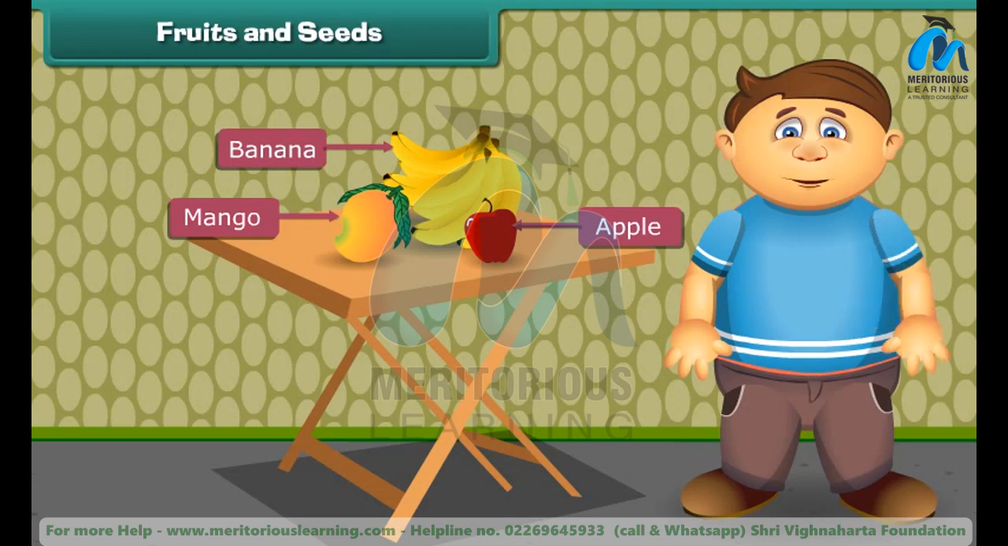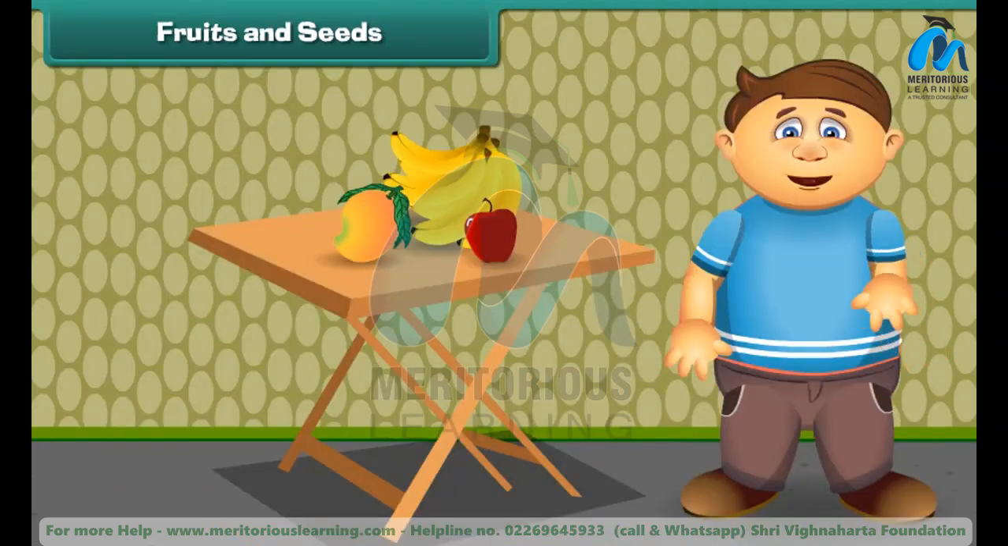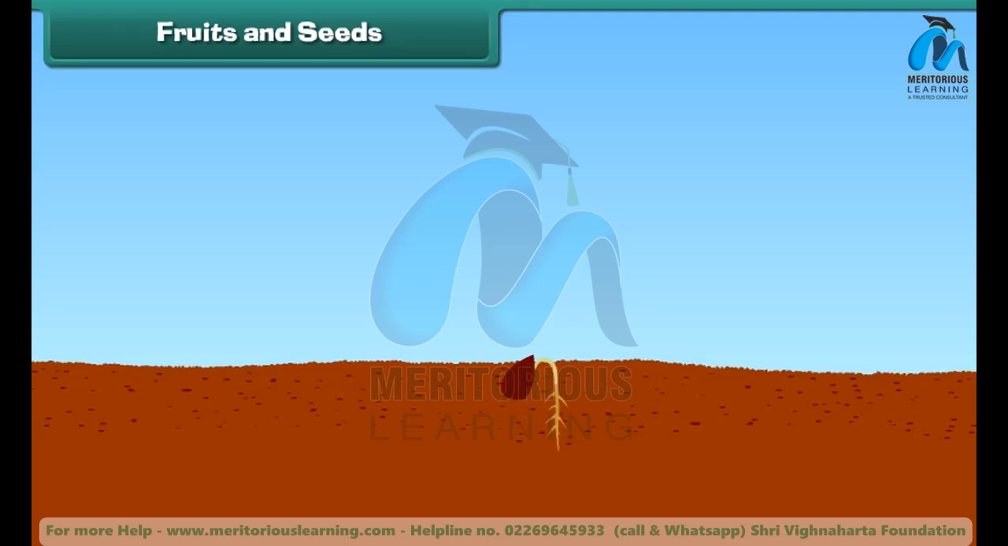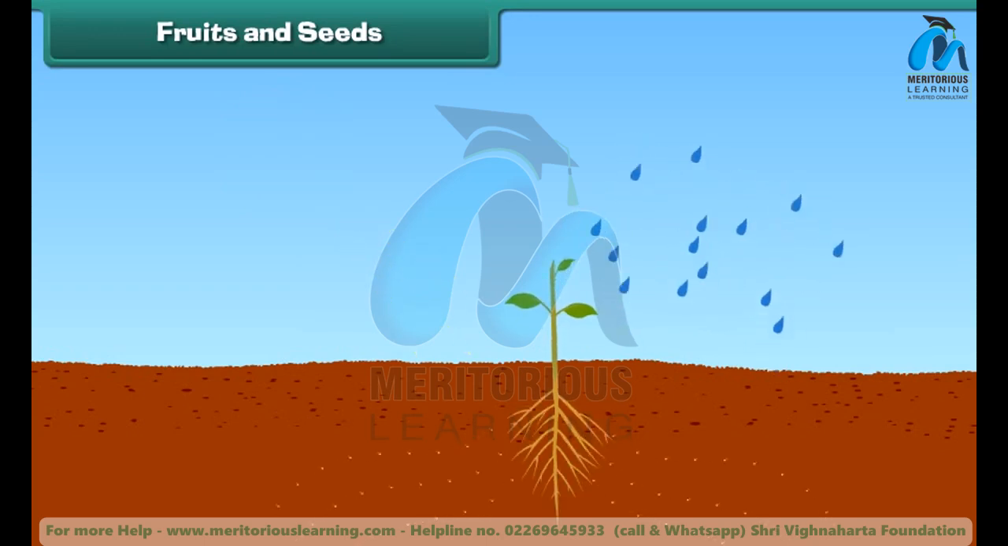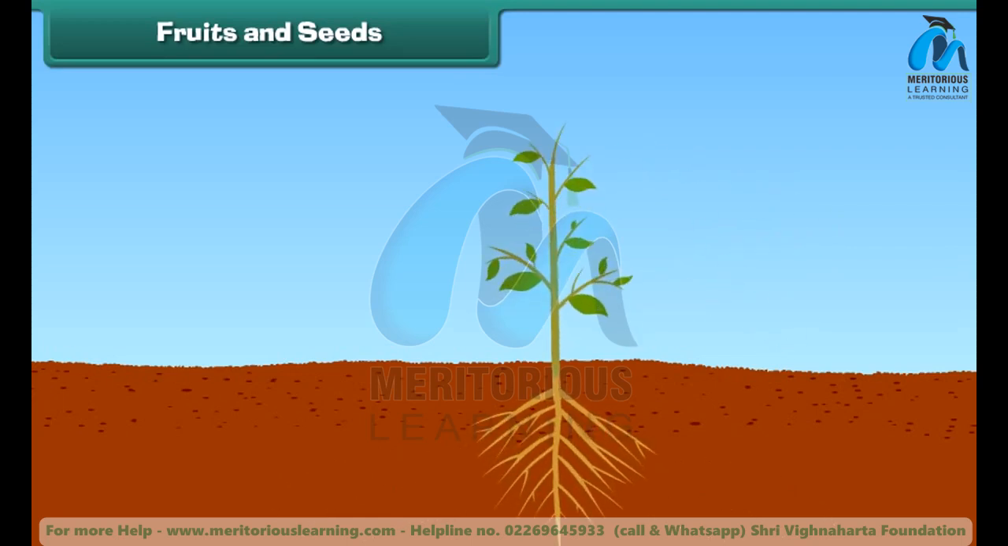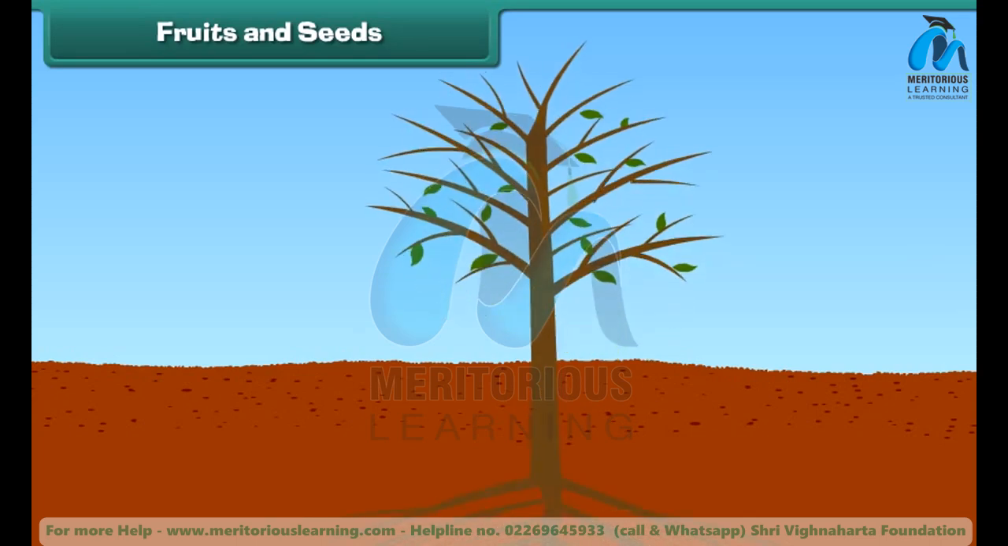Friends, seeds are present inside the fruits. Some fruits like mango have only one seed inside them, while others have many seeds, like in apple and watermelon. Do you know that a new plant grows from a seed? It also stores food for the baby plant. When the seed gets water, air, and suitable temperature, it starts growing, and soon it grows into a new plant.